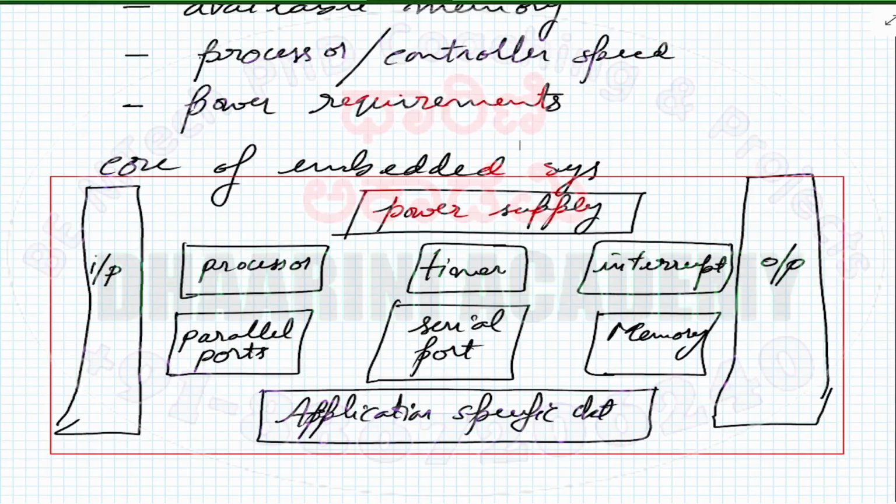Processor or controller will do that, a timer to generate timing signals, interrupts to be handled by using a circuit related to interrupts. You need communication between I/O devices, so you use parallel ports and serial ports, data handling, data saving, and data retrieving through the memory, and an ASIC, application specific circuit, which will be the specific hardware required to design and implement the embedded system.